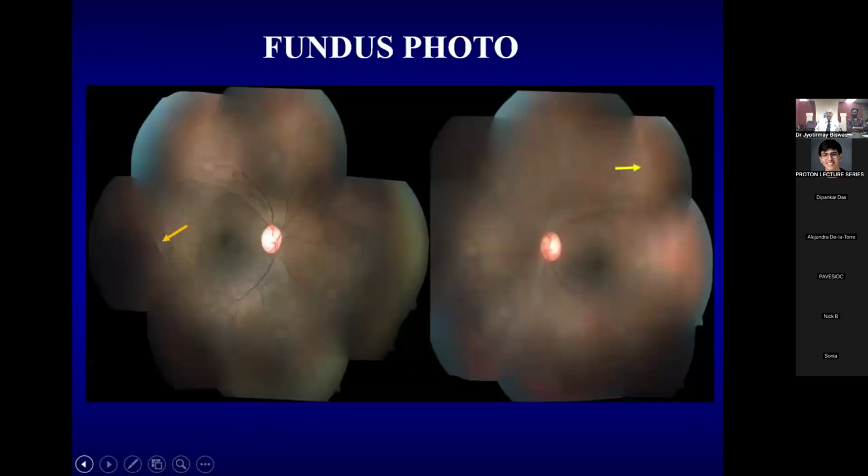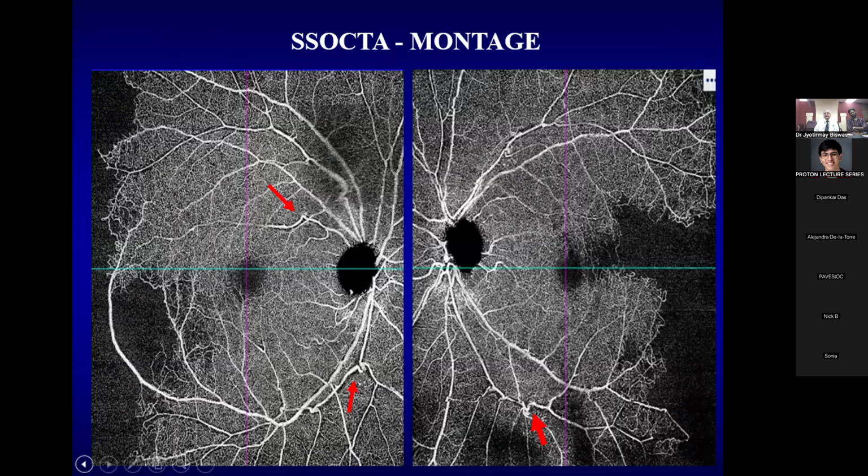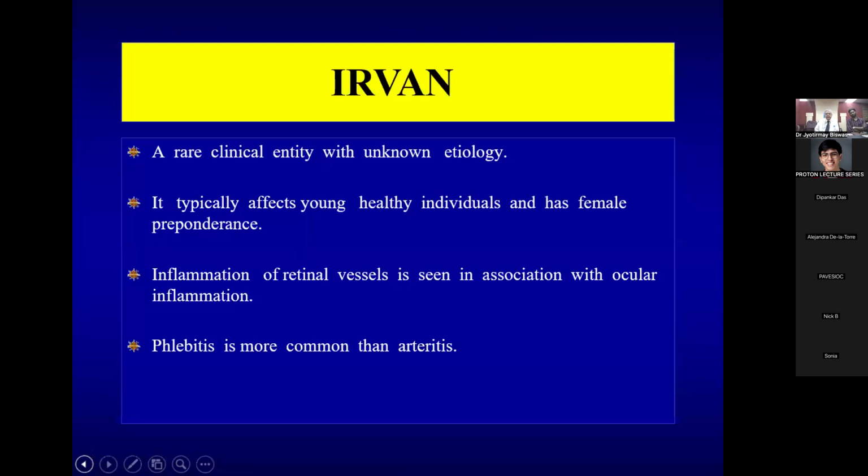These patients had occlusive vasculitis, and very extensive capillary non-perfusion can be seen; gross capillary non-perfusion is seen in this case. And this can be elegantly documented by SS-OCTA, where you can see the beaded appearance and the looping of the retinal arterioles.